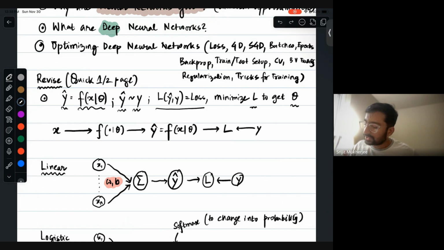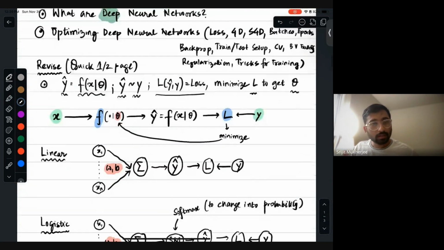So geometrically, you can see x is known. Then f is fixed, theta is unknown, we need to find theta. And then we have y hat, and again y hat is unknown, but let's not mark that. We will then go ahead to the loss, which is again fixed by us, and then we have the known y, and we want to minimize this to get the best theta. Okay, simple.